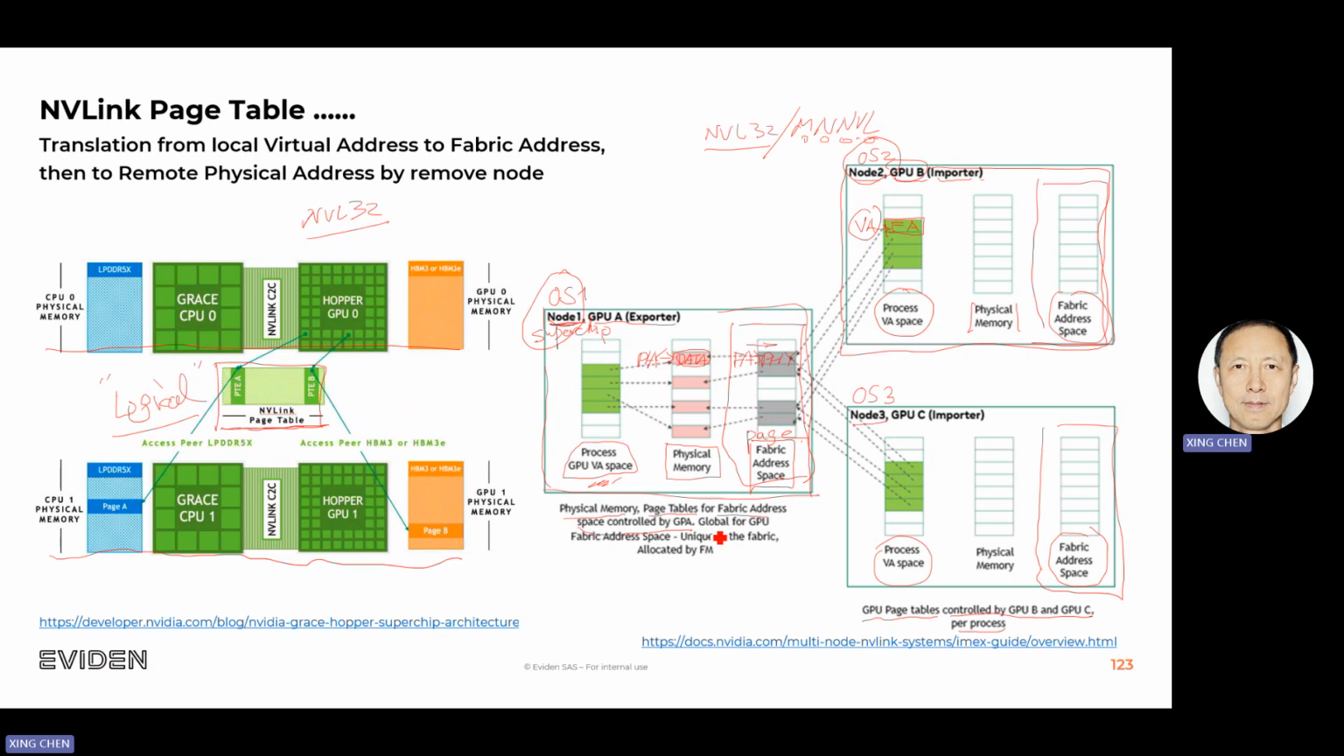Is saying that the fabric address is unique in the fabric, because each GPU is going to be connected to the fabric, and each GPU is going to have a unique fabric address, and the fabric address for the GPU is allocated by the fabric manager, and this fabric address space is global for the GPUs.